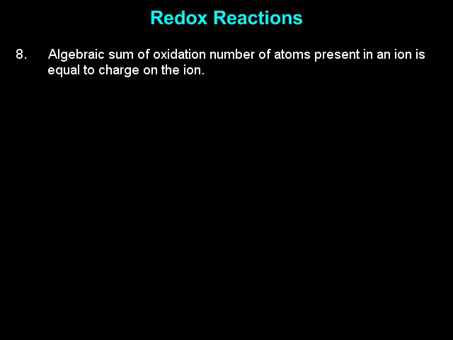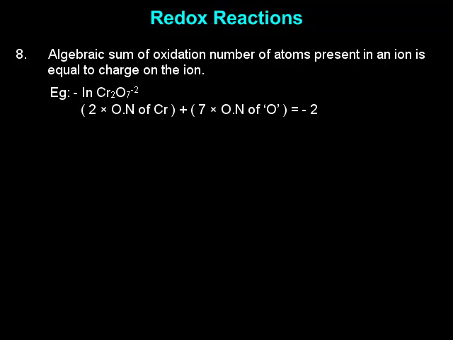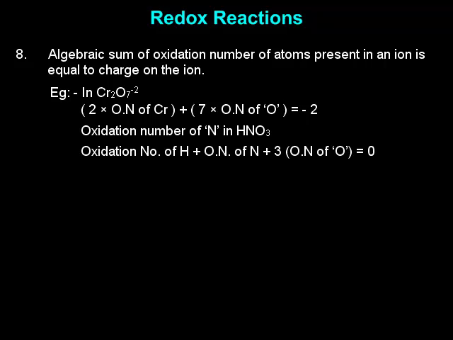The algebraic sum of oxidation numbers of atoms present in an ion is equal to the charge on the ion. For example, in Cr2O7^2-, 2 into oxidation number of Cr plus 7 into oxidation number of O is equal to -2.